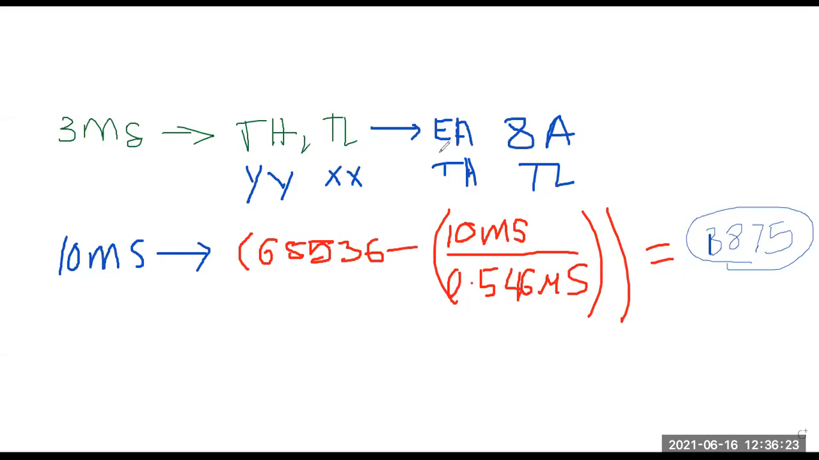So EA8A for T on, and for T off B875. This is for the T on period, and this is the T off period. Write down this much. So we'll start writing the program now.